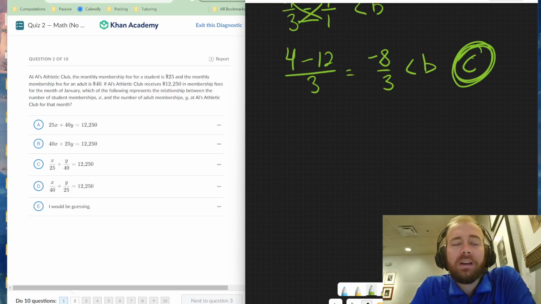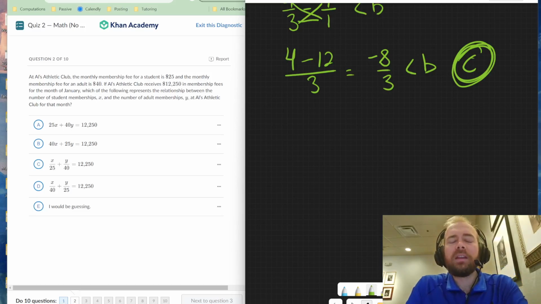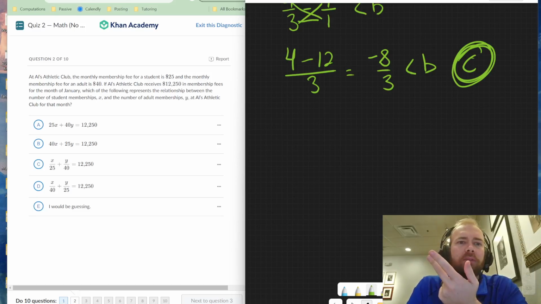And then the context behind the numbers is helpful so that we know useful ways to put the numbers together. And then, of course, what the question's asking for. So every word problem has 3 important things about it. What are the numbers? What do they mean? And what do they want? What are the numbers? What do they mean? What do we want? So 25, 40, 12,250, X and Y. What are all of those things?